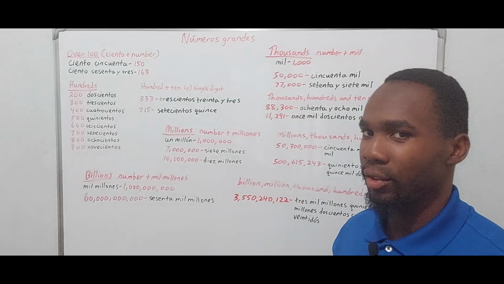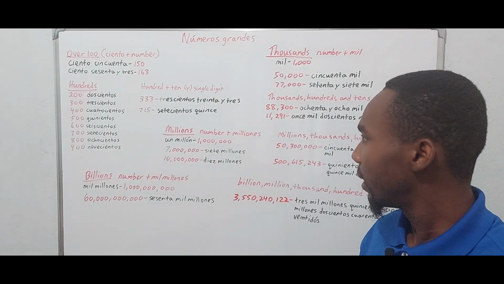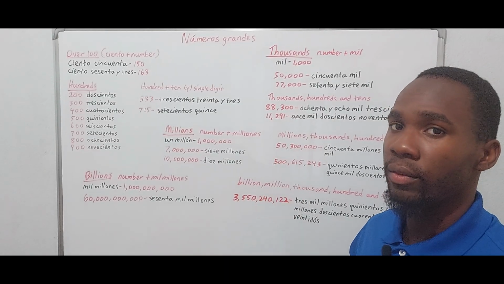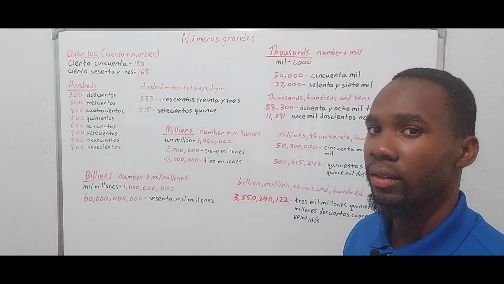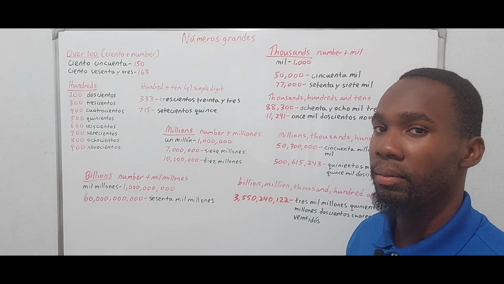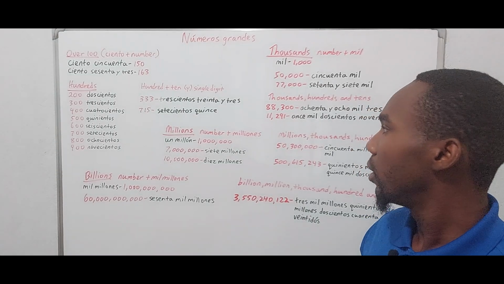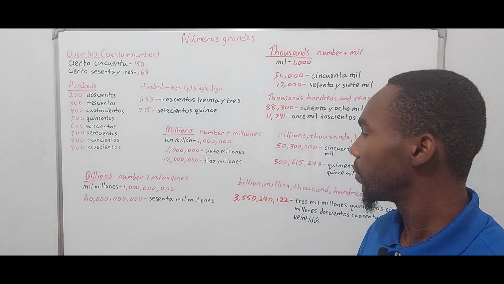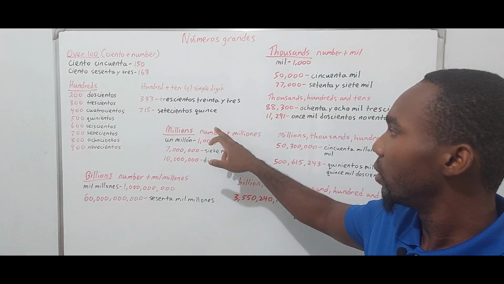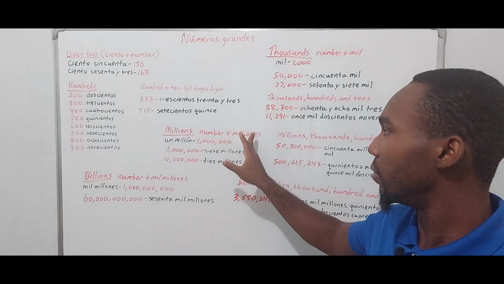At any rate, let's continue, of course. So that's thousands. So what's the next unit? Right? We go to millions, right? So when it comes to millions, we have the number and then we have millones.